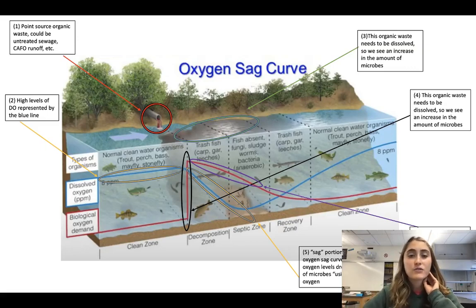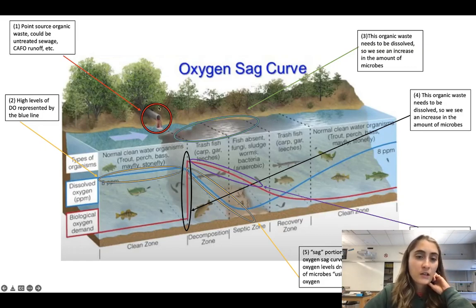So what does this actually look like? We call this an oxygen sag curve, and that's what you're seeing with this blue line here. The first one we're looking at is a point source pollutant, just so that we can go back and look at some terminology that we're familiar with. So let's say that this is sewage runoff, could be CAFO runoff, whatever it is, it's ending up in the water. It's causing some type of pollution in this river.